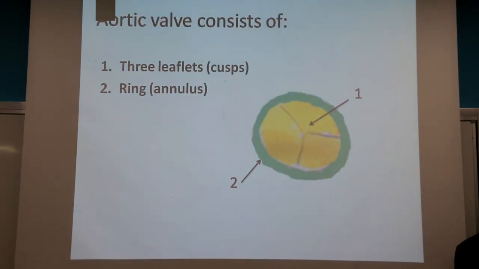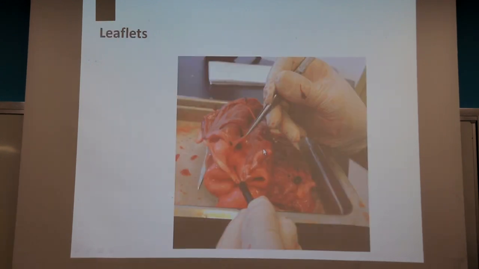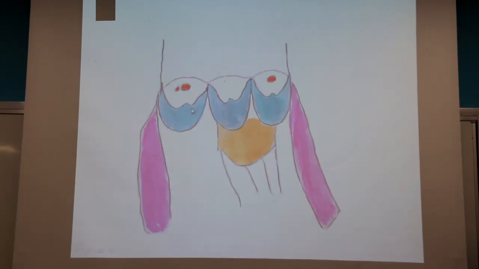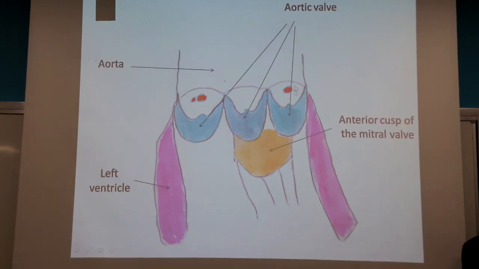The aortic valve consists of three leaflets or cusps, and a ring or an annulus. Here are cusp and annulus. Leaflets or cusps. Here are three with some relations. Here is the aortic valve with the three leaflets, and here is the aorta, here is the left ventricle, and here is the anterior cusp of the mitral valve. There is an intimate relation between the aorta and the mitral valve.